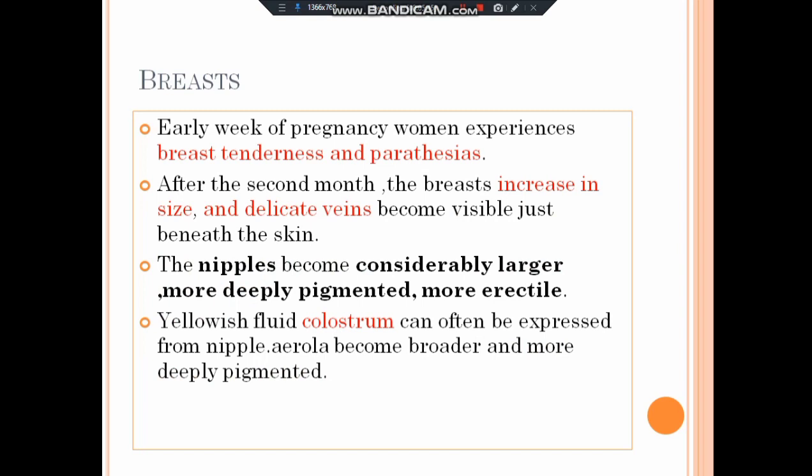Now come to breast. Usually, in the early weeks of pregnancy, women experience breast tenderness as well as paresthesia. Paresthesia means a burning or prickling sensation. After the second month, the breast increases in size, and we can observe delicate veins and nipples considerably larger and more deeply pigmented as well as more erectile.